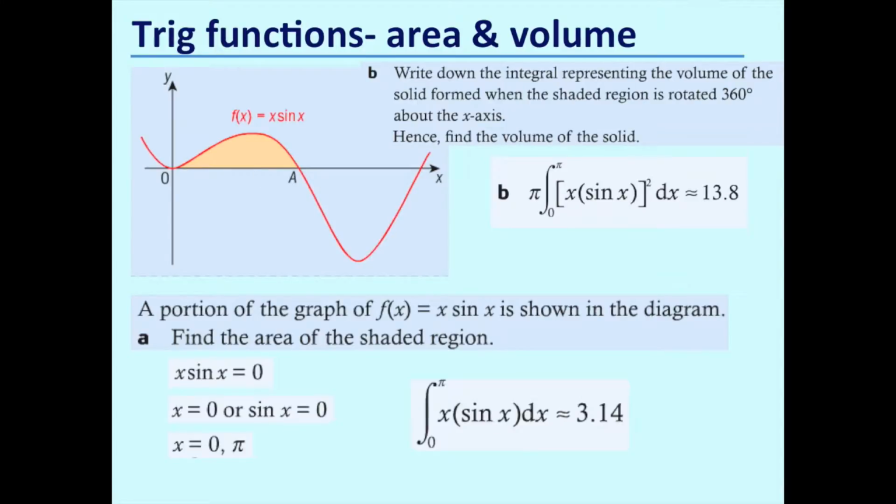For part B, we're asked to find the volume of the shape that would be formed if we rotated the shaded region through 360 degrees. This is where we take our formula of pi times the integral of y squared. y is our function, so we substitute it in here. Again, we can just do this on a calculator, so we don't need to work it out. If we do that, we get an answer of 13.8.